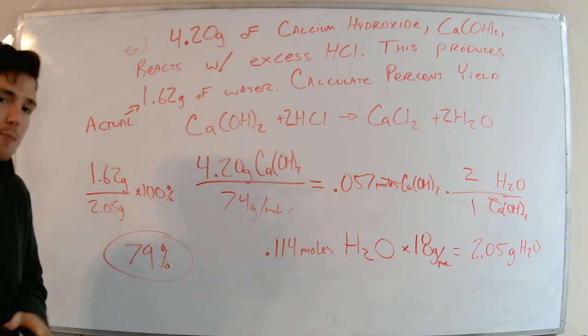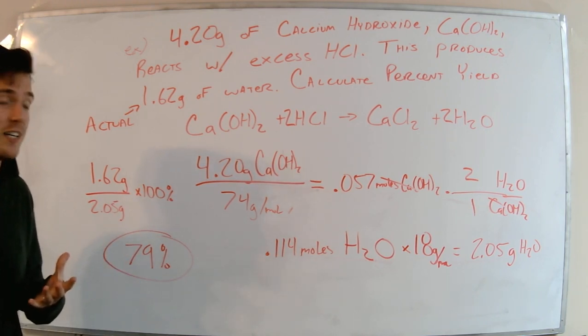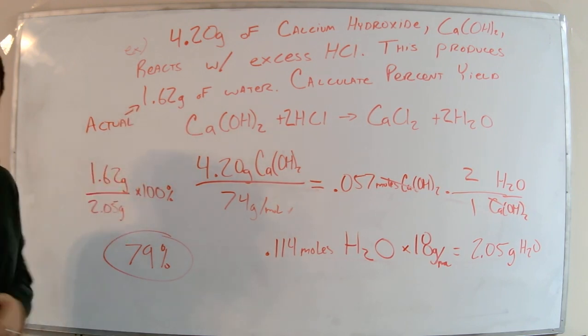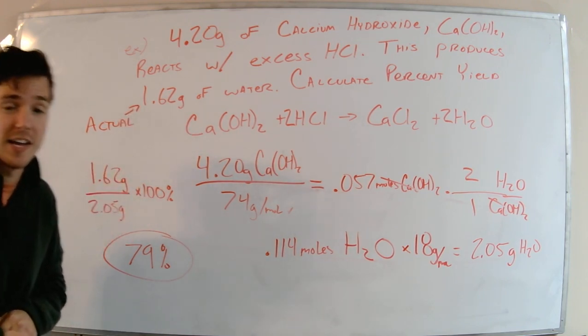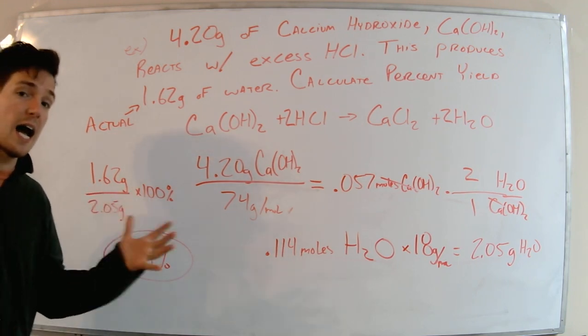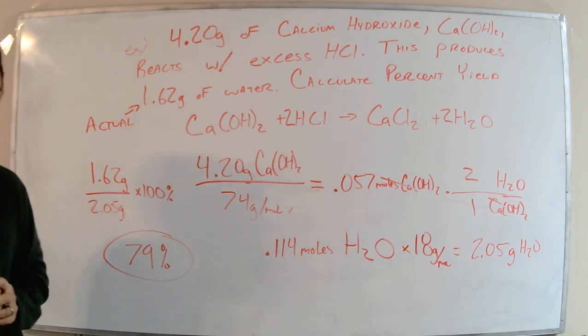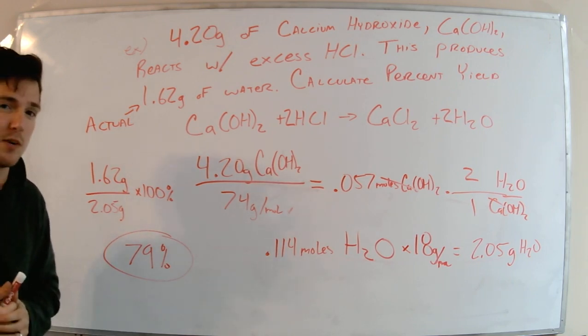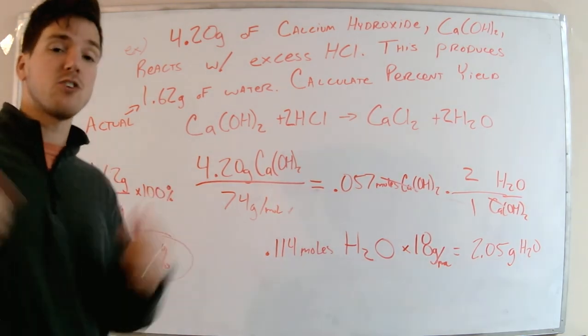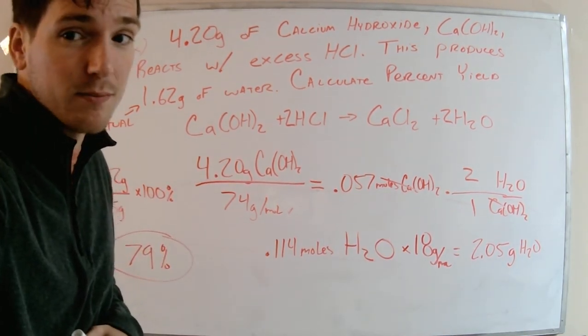You can have a percent yield over 100. Sometimes we might get some impurities in there. We might get some liquids that aren't water in our reaction that might increase our mass and give us a percent yield higher than 100%, which means we just have some impurities in there. Okay, so let's do another couple reactions to make sure that we have this down.